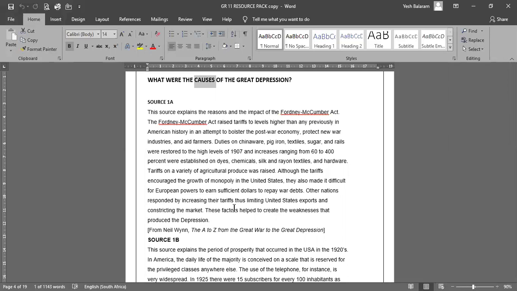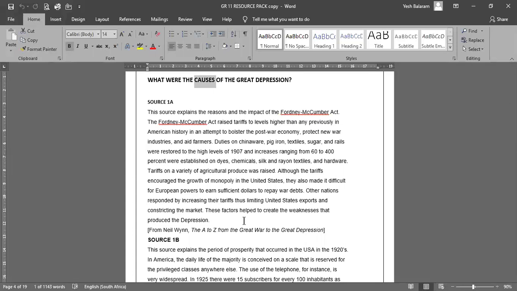Always bear in mind that you need to identify key words in the source. If there are any words you do not understand, you will need to consult a dictionary, because all source-based questions are basically comprehension questions.